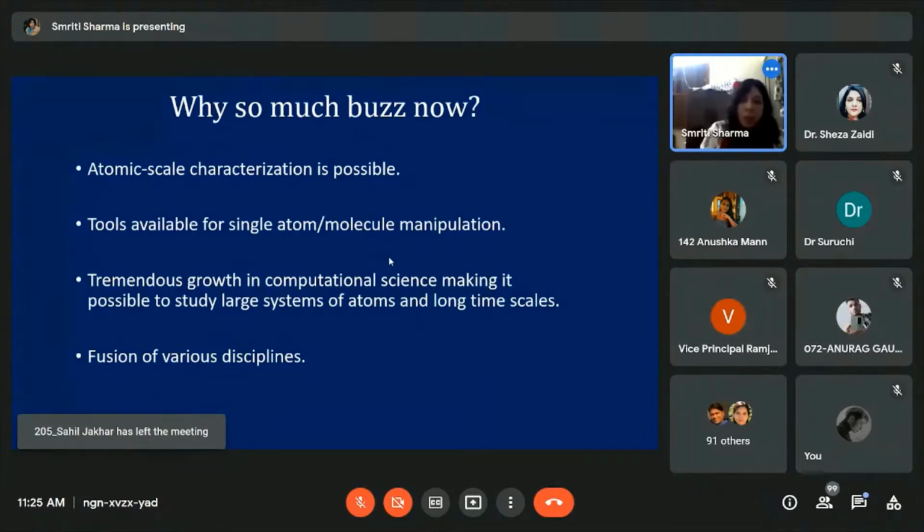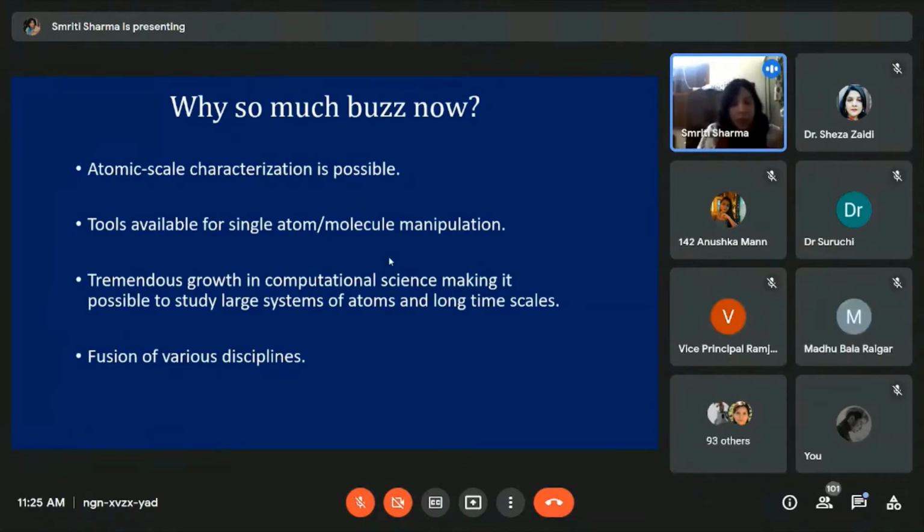This is because now we are able to characterize at the atomic level. We can characterize very, very small molecules at the atomic level. Then we can manipulate the atoms or the molecules. We have got the tools. We can pick up atoms and draw things. For example, a scientist working at IBM drew IBM with xenon atoms, atom by atom. So there are tools available for single atom or molecular manipulation. These tools have been developed, and that has also given an impetus to nanotechnology.